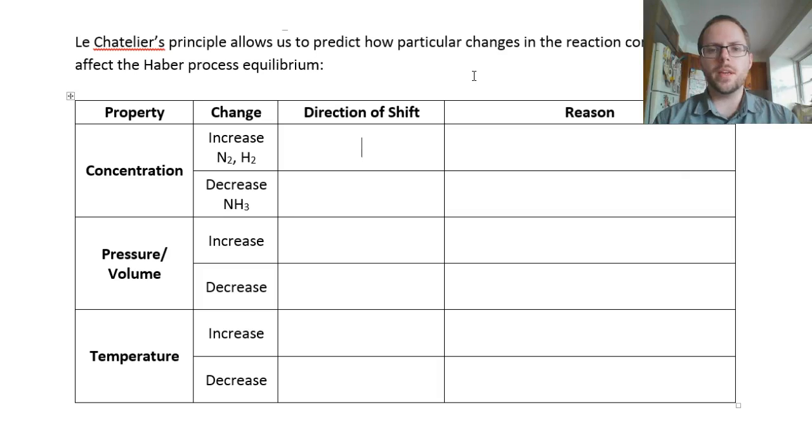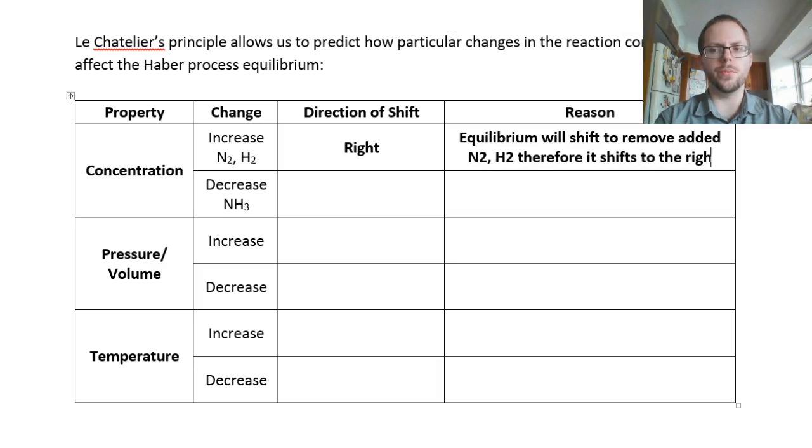When we're thinking about concentration, what's going to happen if we increase the levels of nitrogen and hydrogen gas? Thinking about our equation, it's going to shift to the right, because the equilibrium will shift to remove the added N2 and H2. So therefore it shifts to the right. Okay, so that's what we see.